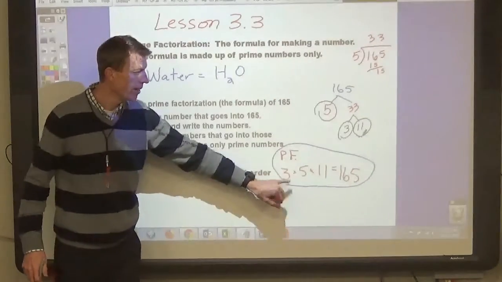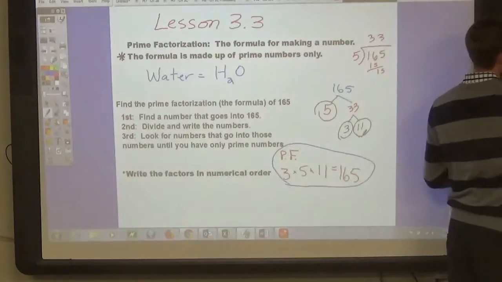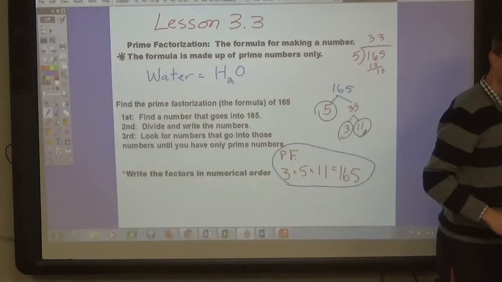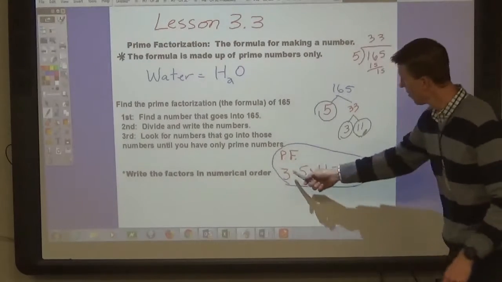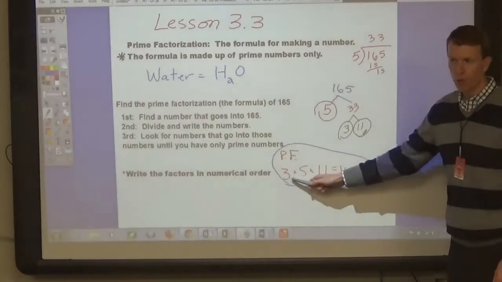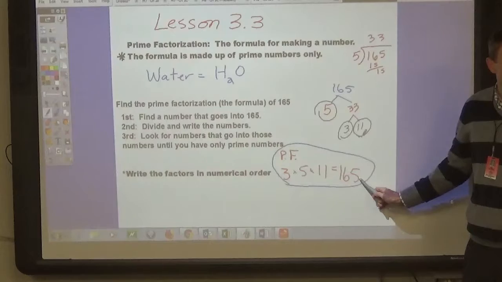So multiplying. Please be quiet and listen. You multiply the prime numbers together in a formula. 3 times 5 times 11. And when you write the formula, you should get the original number, 165.